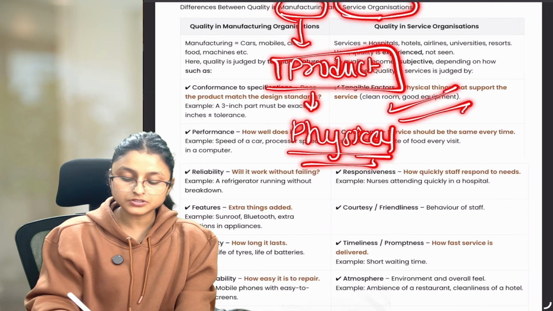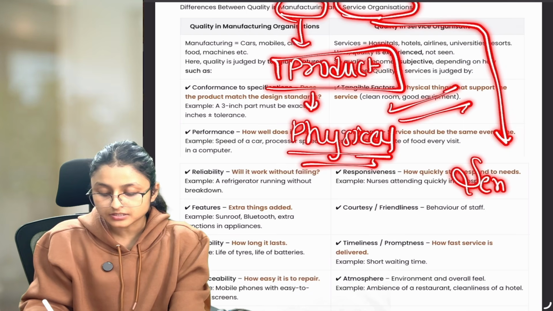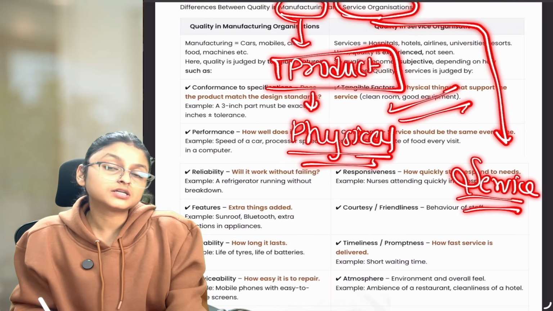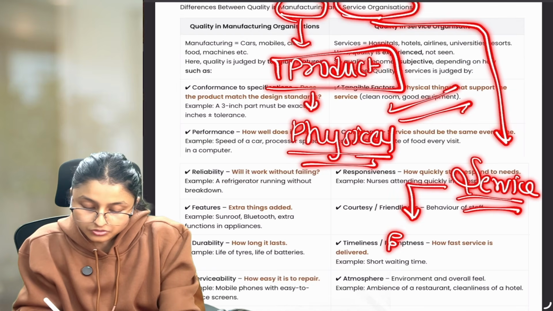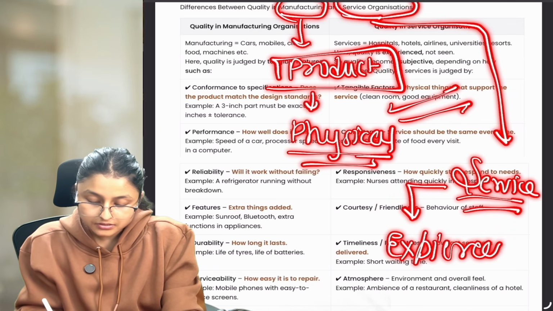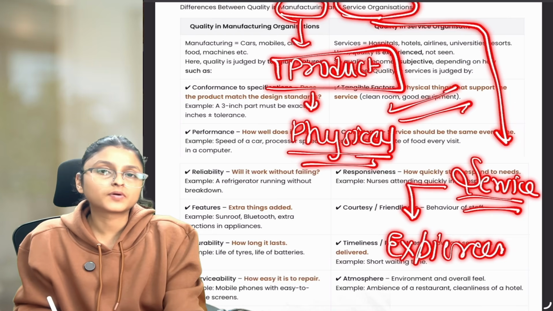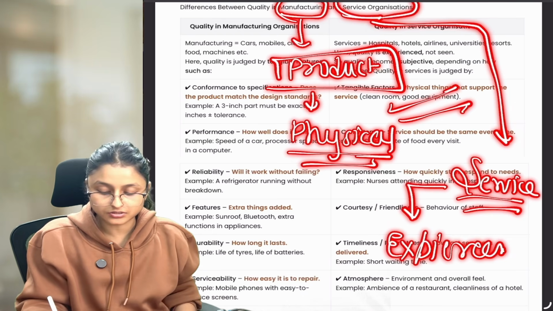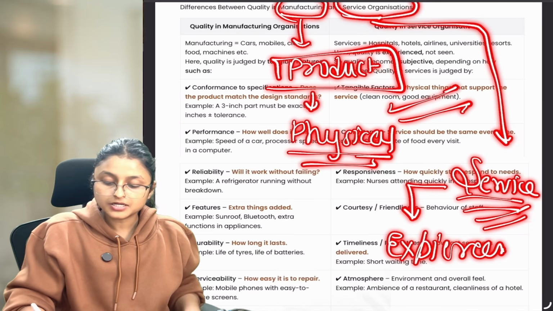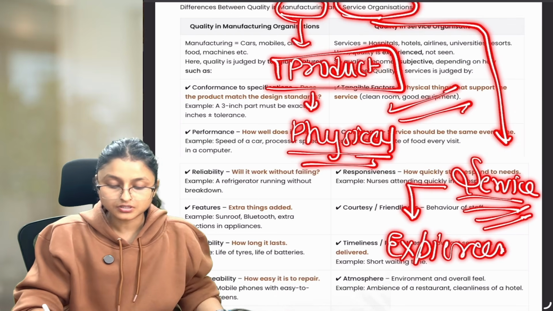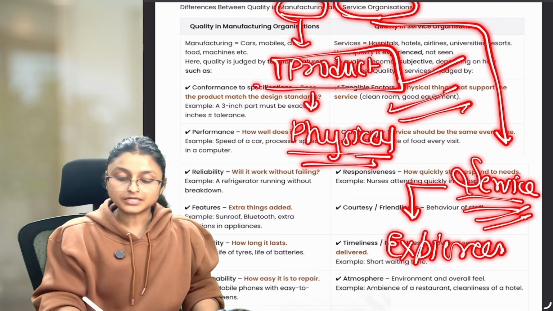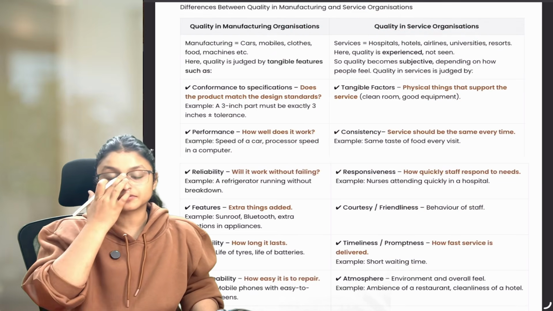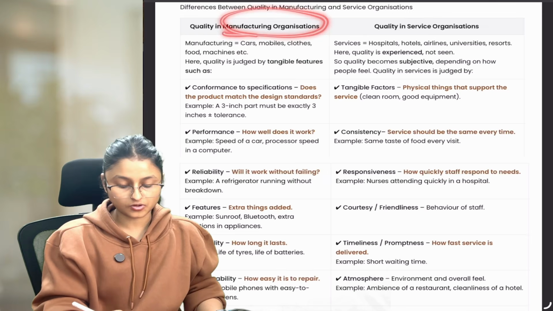But in a service organization, we are getting services. I'm not able to judge the features in a physical manner. I experience all the features here, like the service, how the service is provided, how I feel or how I experience just the service, right? So it might be completely different for every person, but in the case of products, it can be judged on the basis of some physical features. And that is what is given here, quality in manufacturing organization.